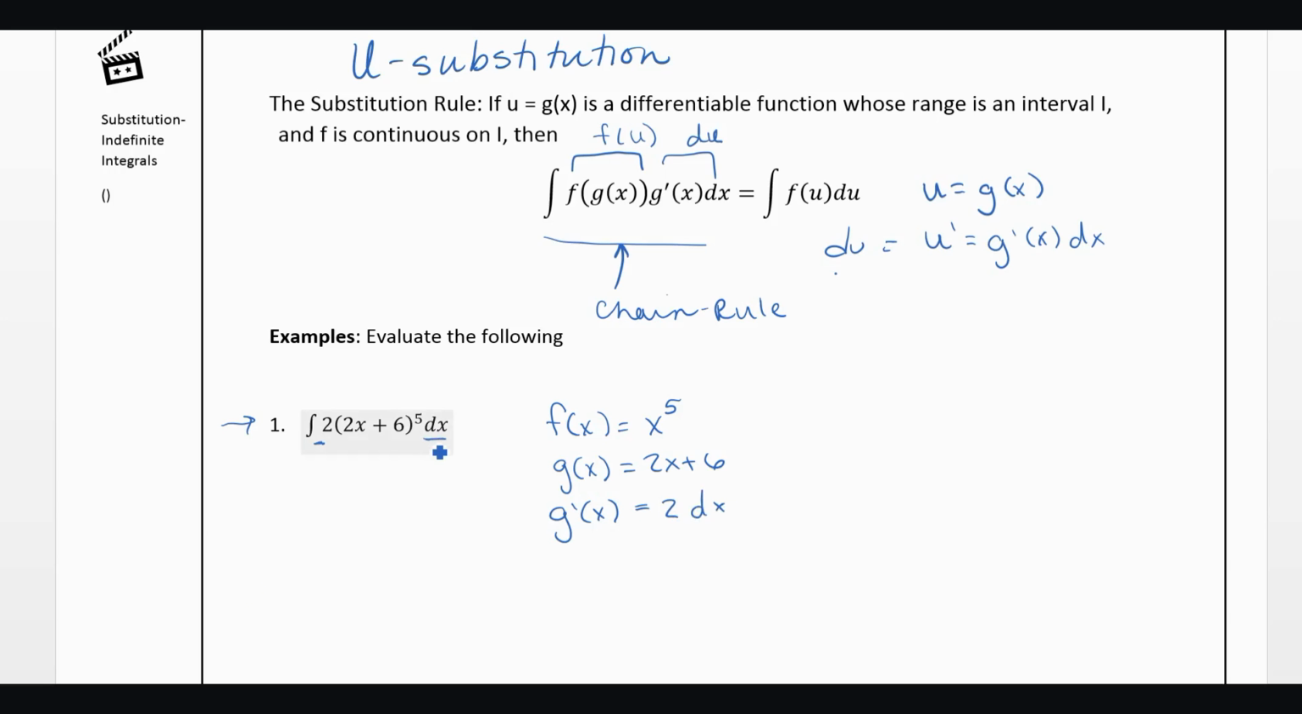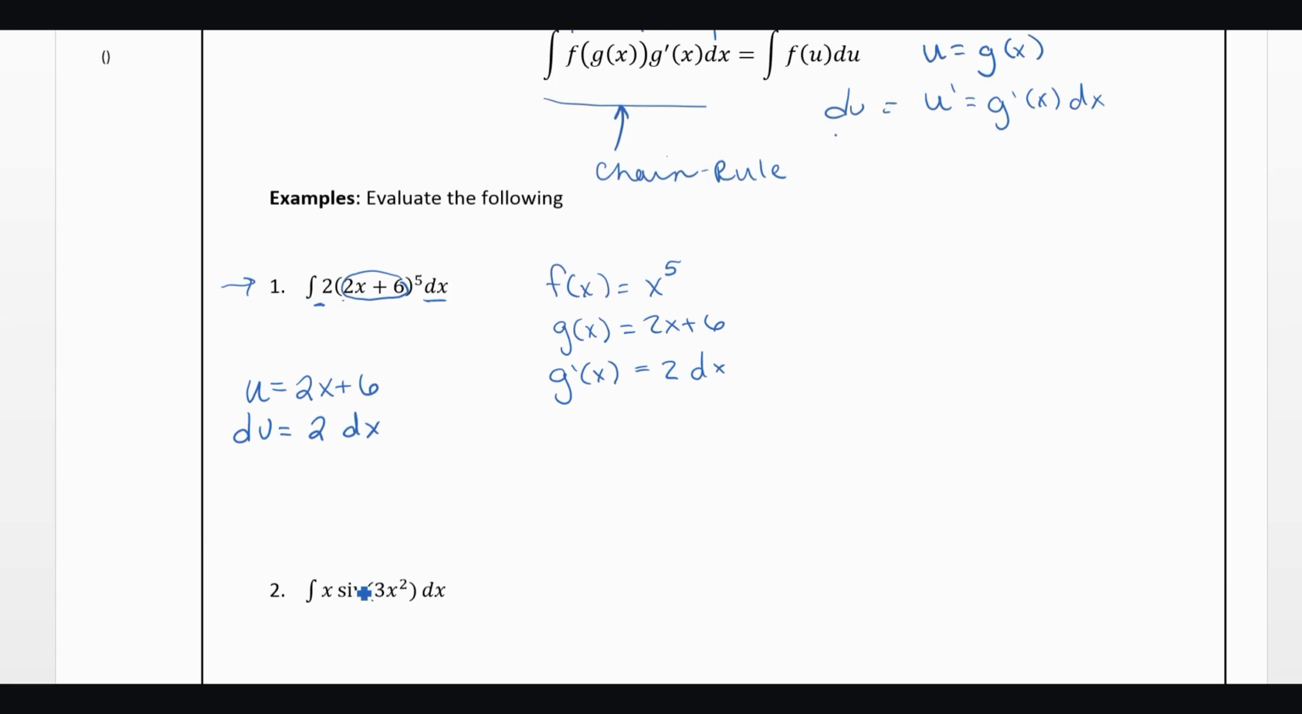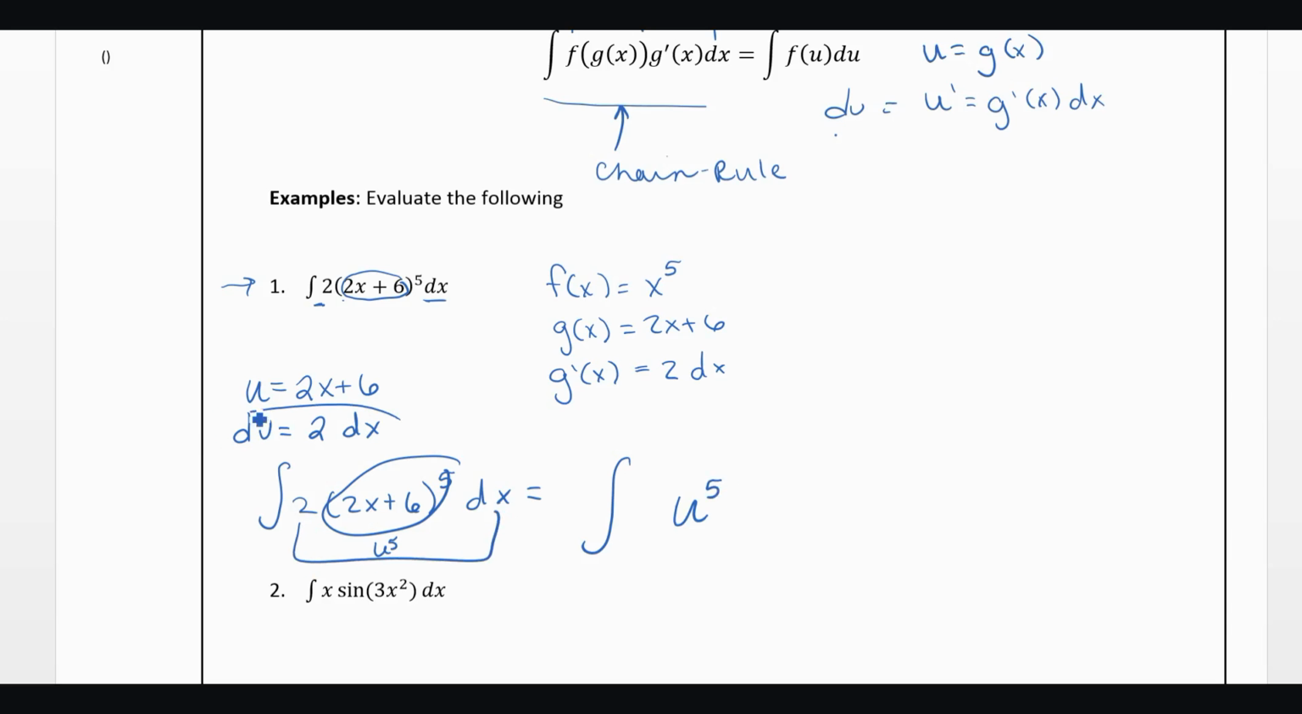Okay, so how we do this is we say, let u be equal to that inside stuff that you have the derivative of somewhere too. So u equals 2x plus 6. Then we say, du is equal to 2 dx. So the derivative, and then you put a dx. So now doing the substitution, that original integral we had is equal to, well, this right here is u to the 5th, and the 2 dx is equal to our du.